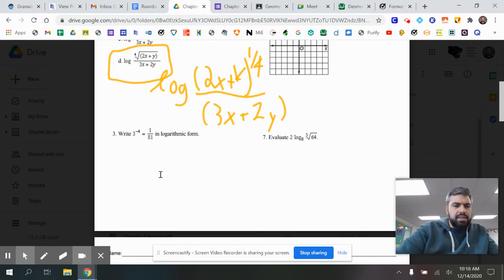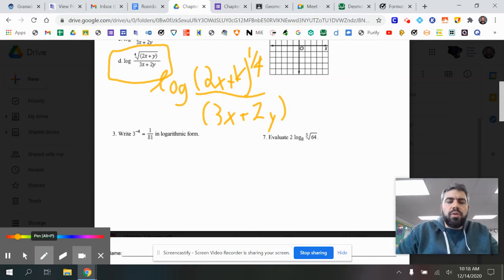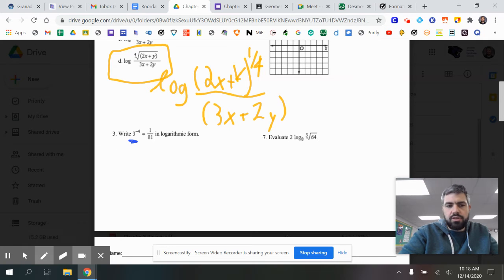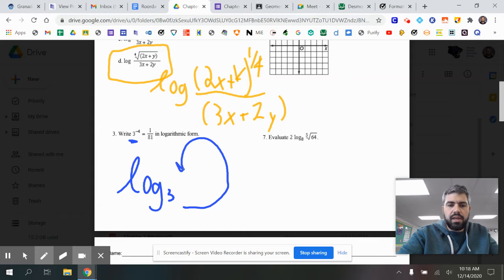Next one. It says write 3 to the power of -4 equals 1/81 in logarithmic form. So that means we're going to use our log, right? So the first thing I see is that my base is 3. So it's going to be log of base 3. And then we think of the loop rule, right? The loop rule says that if we had log base 3 of something right here, then what it's equal to is the -4. So we would put -4 here, and then it would be 1/81, right? So if we think about it as loop rule, 3 to the power of -4 is equal to 1/81.